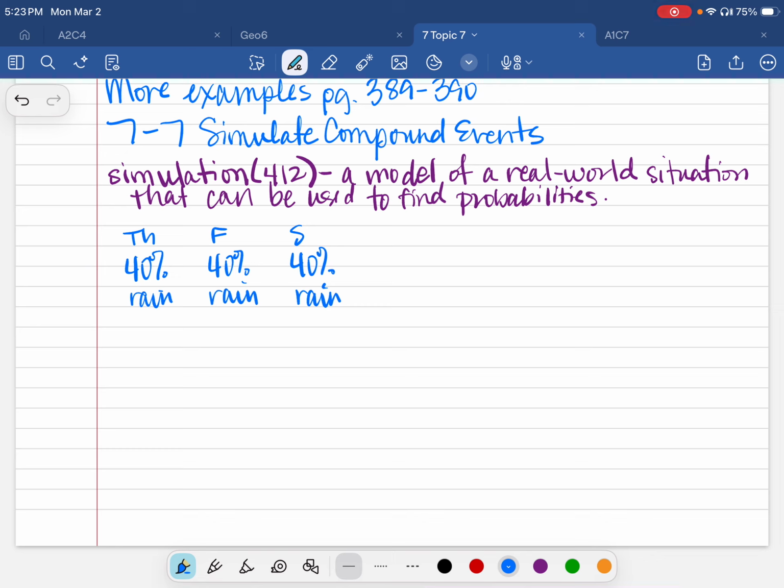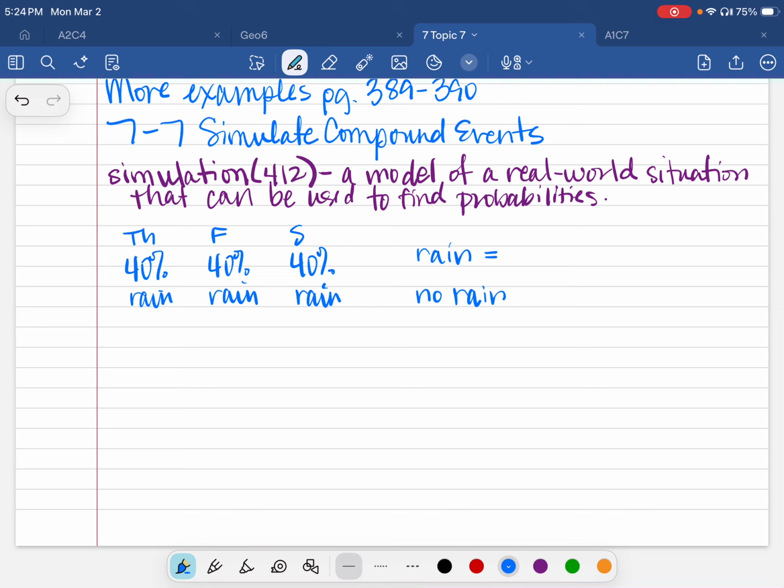So if we want to try to simulate this, like how likely is it that it's going to rain all 3 days or even 2 days? Then we can do a probability simulation. And we do that by creating something that's going to exhibit the same probabilities, the same percentages that we're seeing with the rain versus no rain. So in this scenario, our two options on any of these days is that it's going to rain or it's not going to rain. Okay, the probability that it rains is 40%.